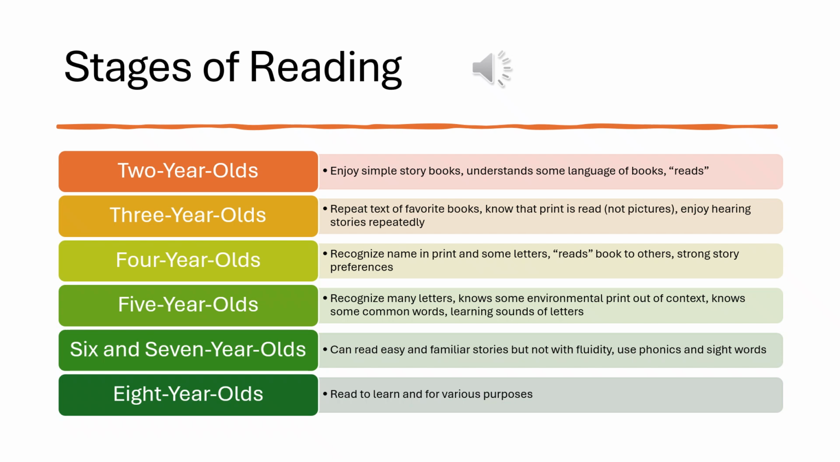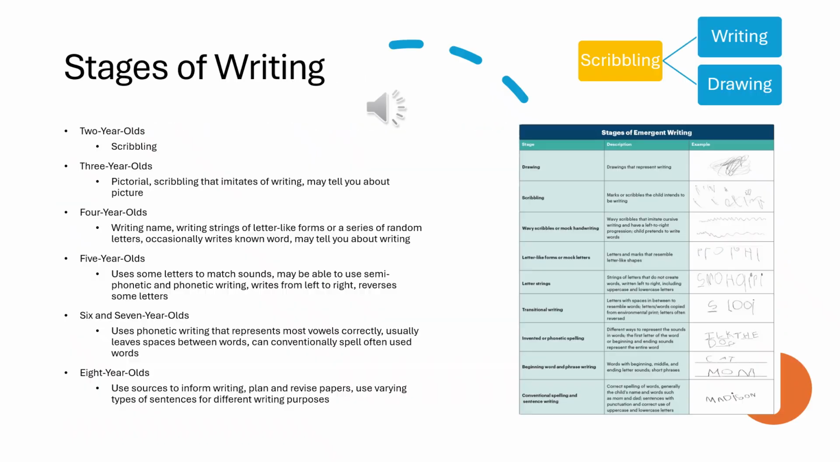And then by 8, they should be able to read pretty well and can actually now, rather than just learning to read, they can read to learn. So they can read words to learn more about the world around them and the subjects that we're teaching them. Next, let's talk about the stages of writing that we expect to see. So in other words, what milestones we expect to see children exhibiting related to writing at different ages.